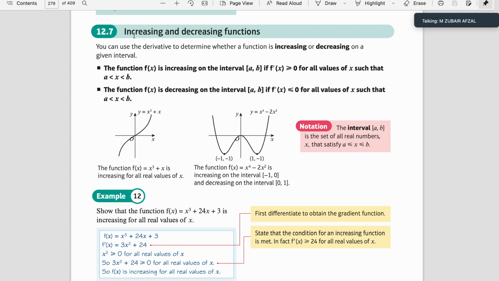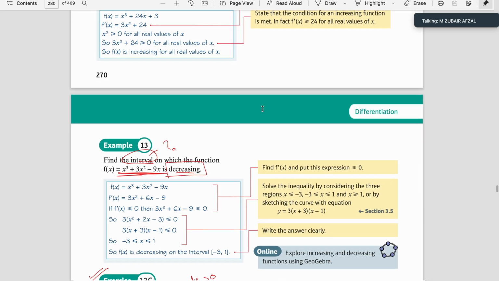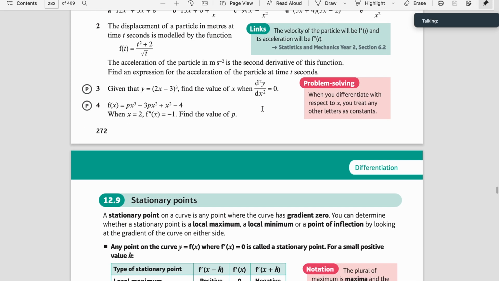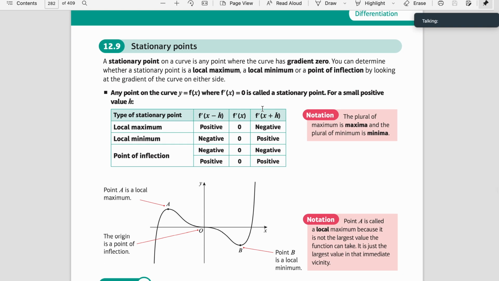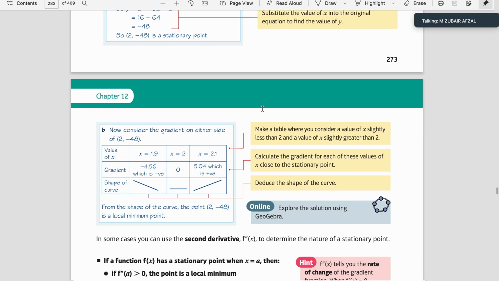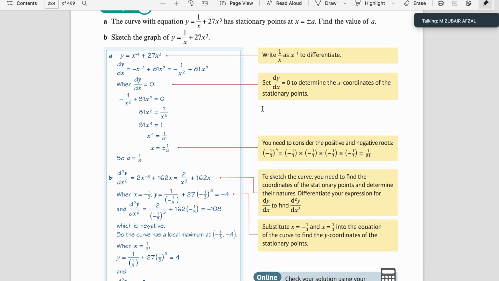We also touched this topic, increasing and decreasing functions, and the extent of it was, if the gradient is positive, the function is increasing. If the gradient or dy by dx is negative, the function is decreasing. Stationary point known as turning point. The gradient at turning point or stationary point is 0. Let me show you graphically.